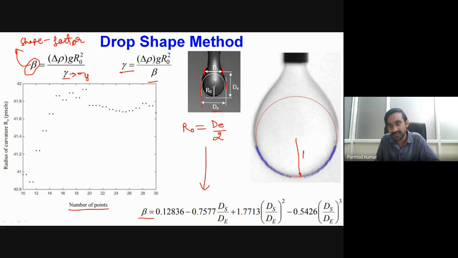Once you have fitted this curve, you will get the value of R naught, and as I have told you, R naught is nothing but DE by 2. So from here you will get the value of DE also, which represents the maximum horizontal span of this droplet. Once you know the value of DE, you can move DE times in the axial direction and measure another diameter DS of the pendant drop. So this DS and DE are related to find the shape factor, and once the shape factor of the pendant drop is known, from that we can determine the value of surface tension. Okay, so this is how it is experimentally employed for finding the surface tension.